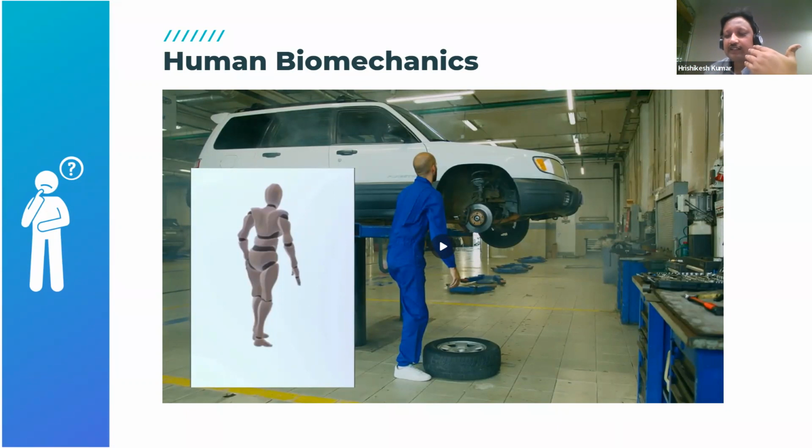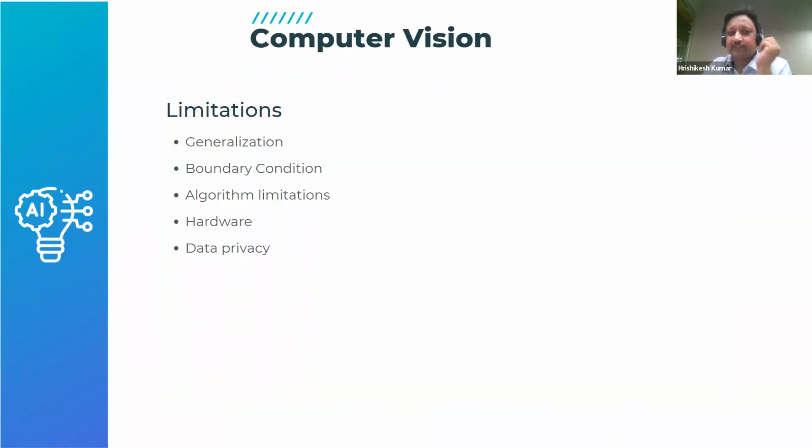But now these kinds of solutions are available, and it's giving human biomechanics data in a very economical way compared to, say, a sensor-based technology. And this is where computer vision has a big advantage. So we talked only about the advantages. There is nothing called all green. There are some areas where there are limitations, and where the technology or the solutions fail to satisfy the end user.